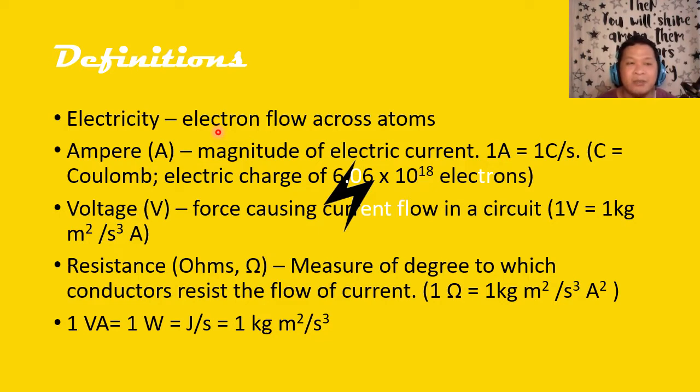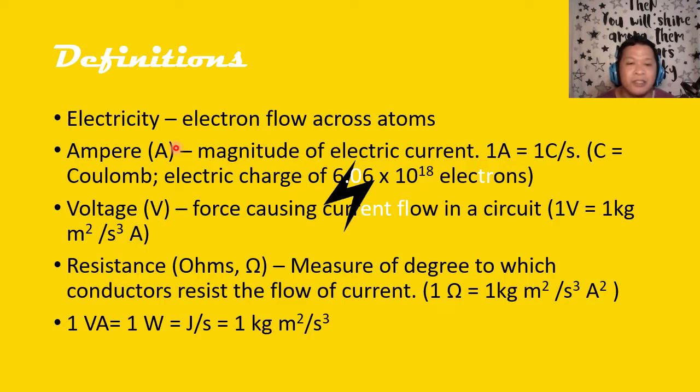So much in the same way na kung meron kang mga balde na may lamang tubig, yung electron yung balde, yung energy yung tubig mo. Yung tubig yung nagagamit, hindi yung balde, okay? So anyway, remember that your ampere or the magnitude of electric current is one of your base SI units and is defined as 1 coulomb per second, wherein 1 coulomb is the electric charge of 6.06 times 10 raised to 18 electrons.